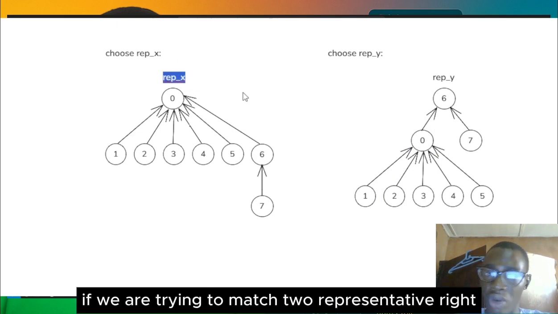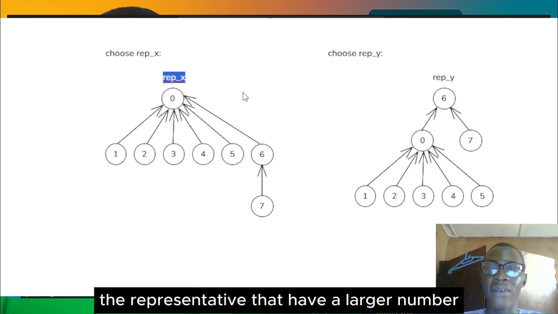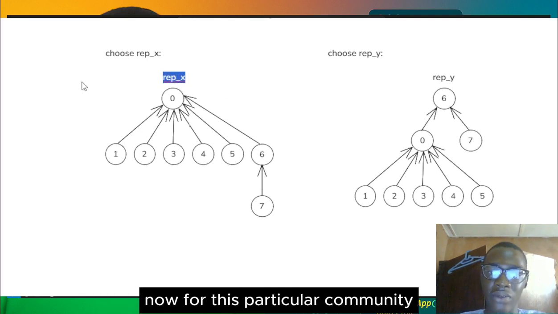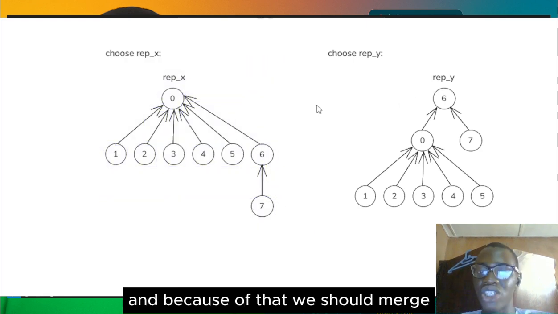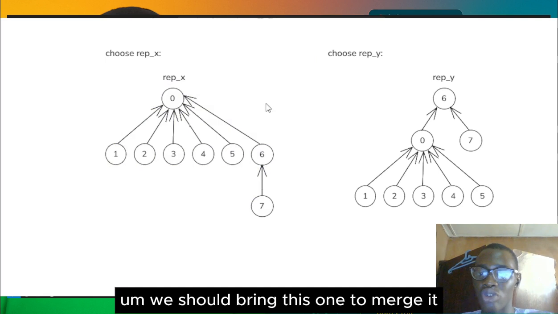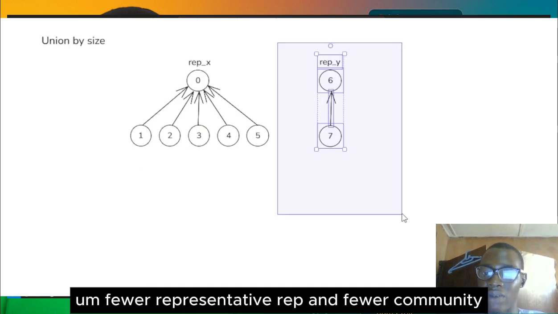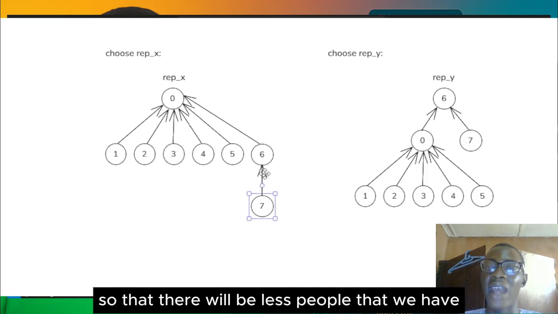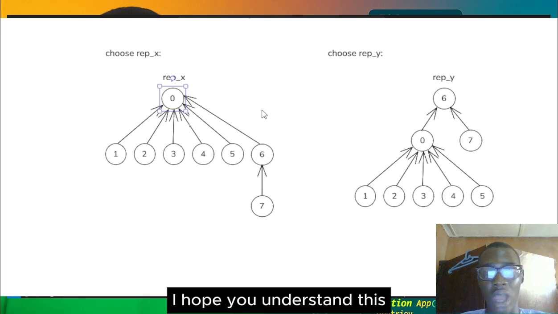If we are trying to merge two representatives, we should go for the representative that has a larger number, meaning that representative X now for this particular community has a larger number. Because of that, we should bring this fewer representative, this community of fewer people, to merge up, so that fewer people will have their distance to their representative increased by 1. I hope you understand this.